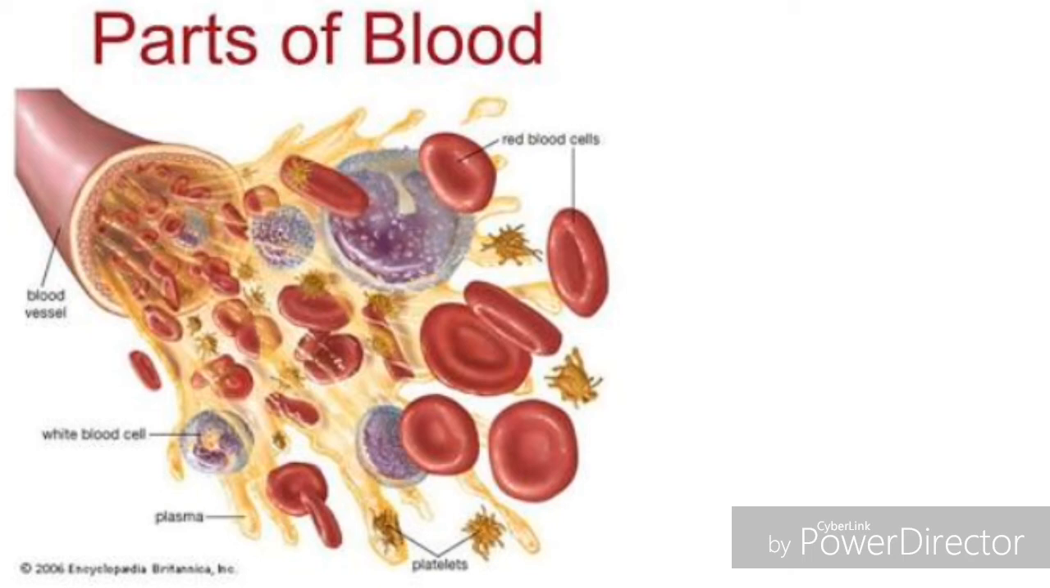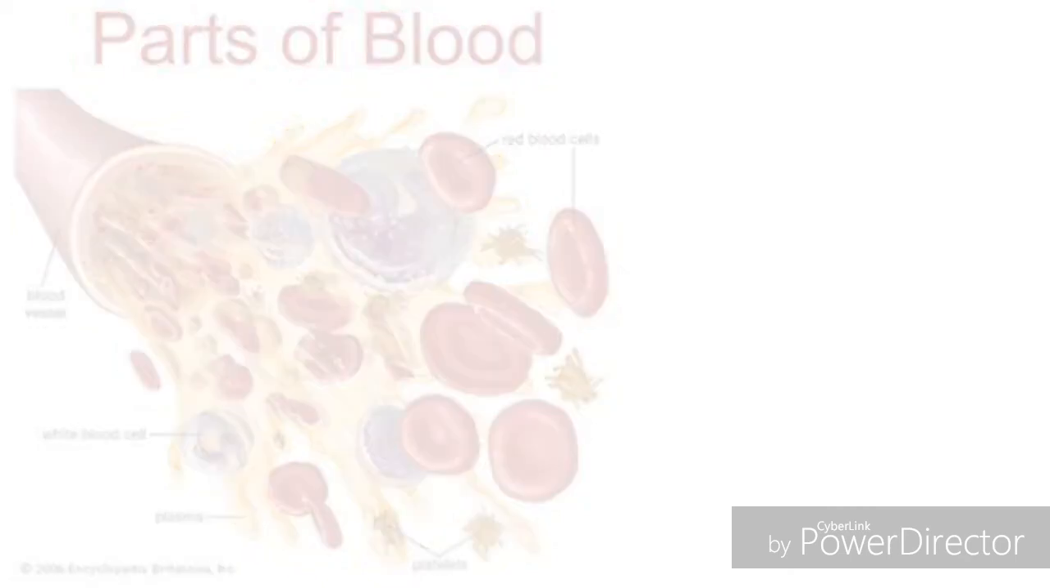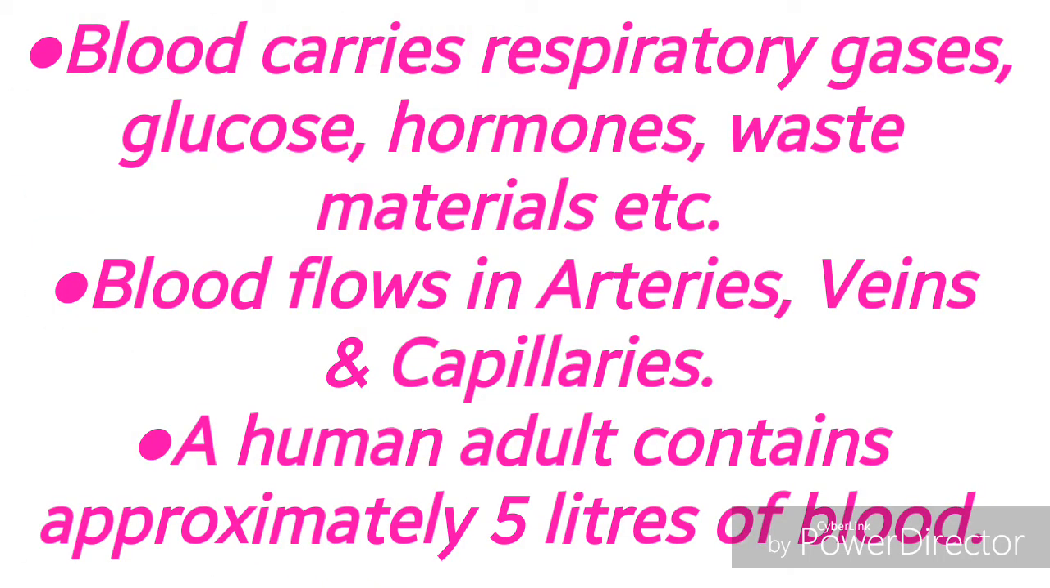Students, in this particular picture you can observe different parts of blood: a blood vessel, plasma, and the 3 types of blood cells: red blood cells, white blood cells, and platelets. So, blood is a very important connective tissue. It carries respiratory gases, glucose, hormones, waste materials, etc. Blood flows in arteries, veins, and capillaries. A human adult contains approximately 5 liters of blood.